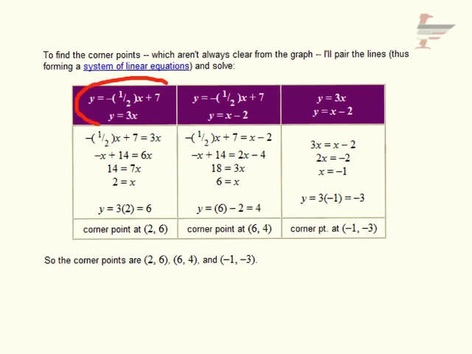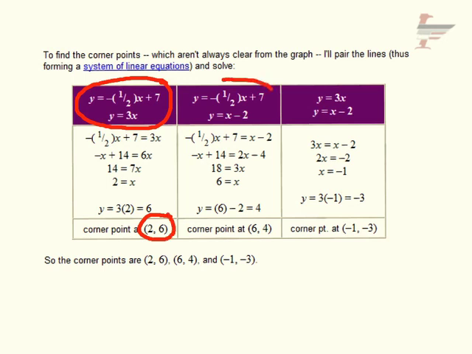So here's our first system of equations. We're going to use substitution in order to solve this. So we set negative 1/2 x plus 7 equal to 3x, substituting for the y's, and you end up with x equals 2. You substitute it back in and find y is 6. So this is our first corner or vertice point.